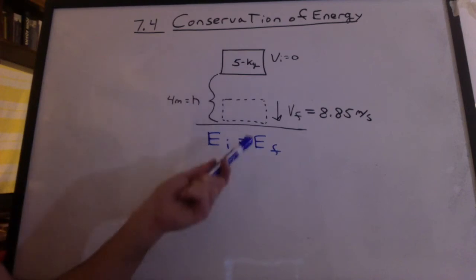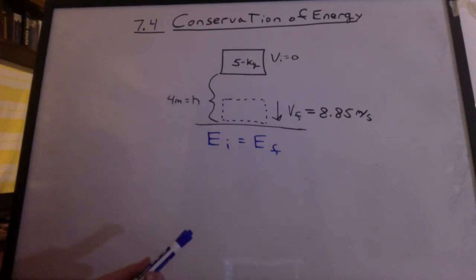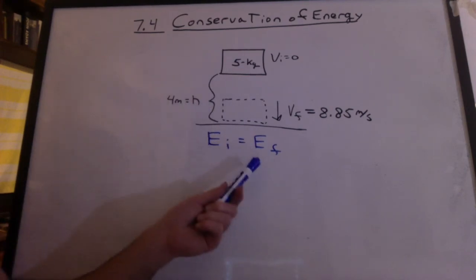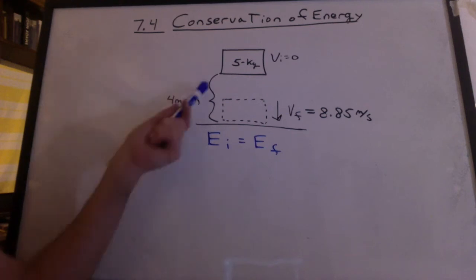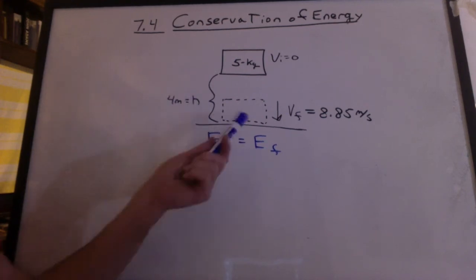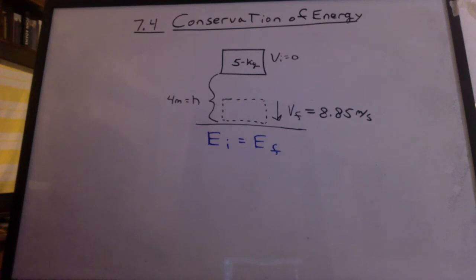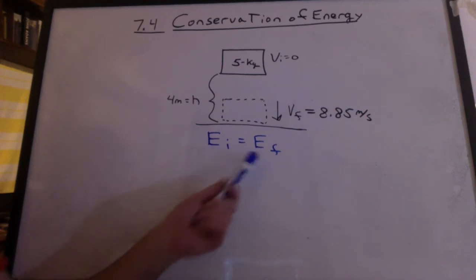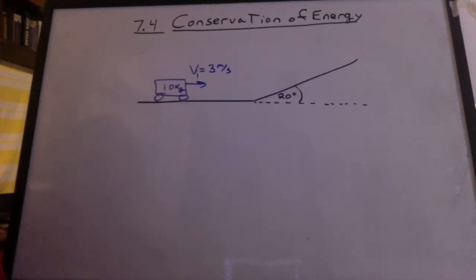If this is our system and there's no other forces involved, then we can say the energy is conserved. We don't have me pushing on this, adding energy to it, and we don't have friction dragging out any waste heat. So the mechanical energy is conserved.